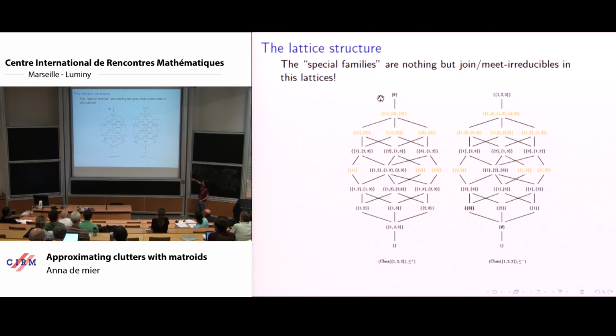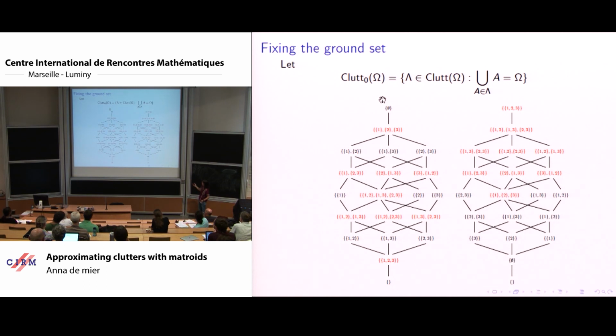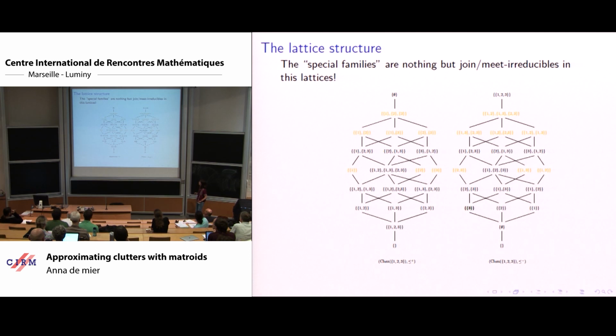decomposition. So these are the meet irreducibles, which will be for the up approximation. Those ones here on the left are the ones that are made just of singletons. And these are just the corresponding ones in the minus lattice.